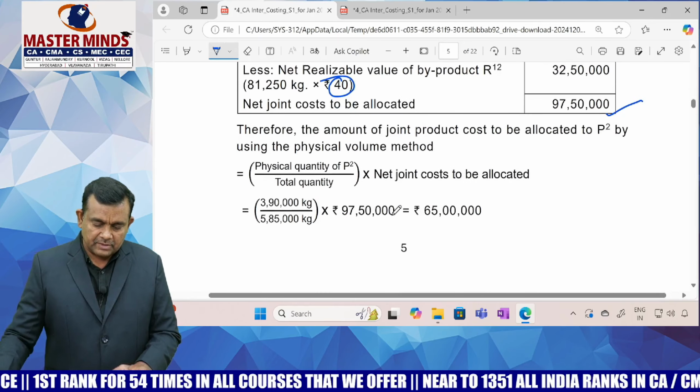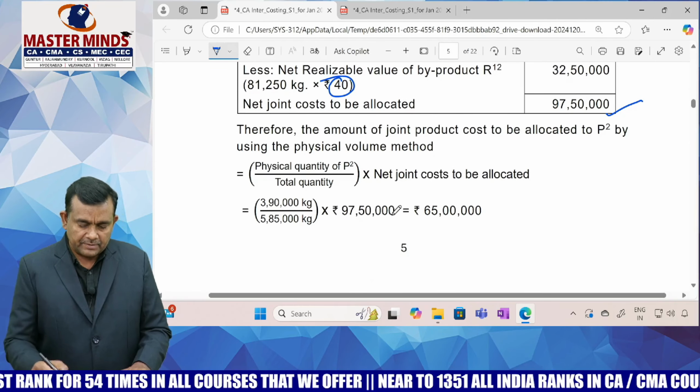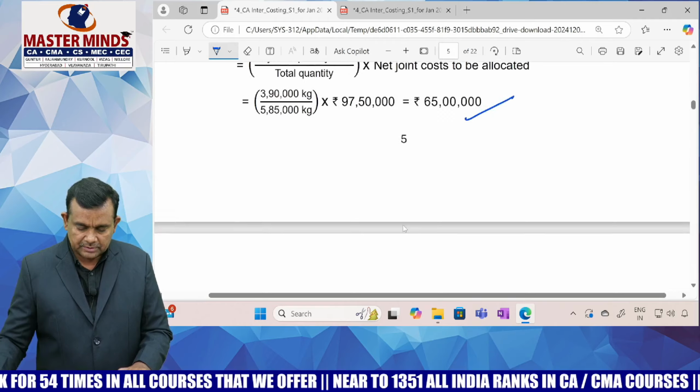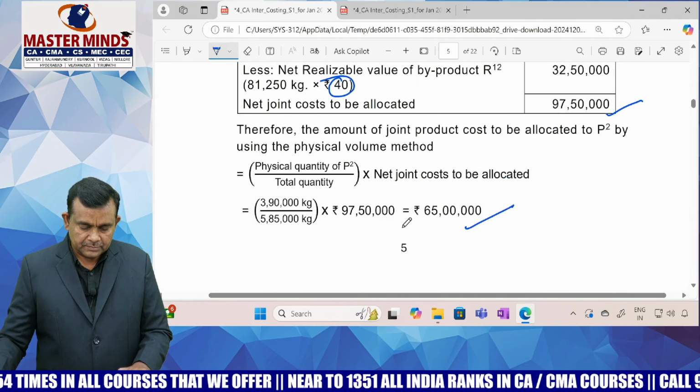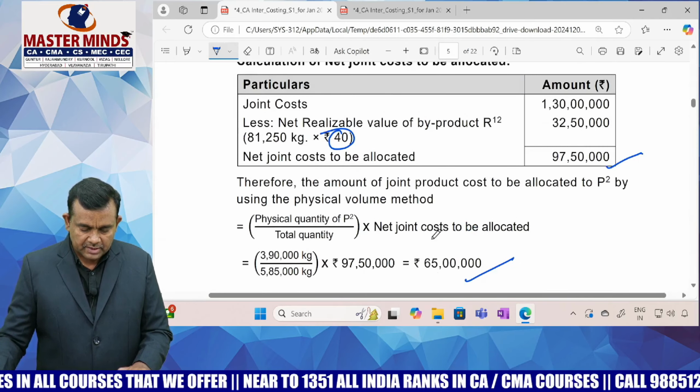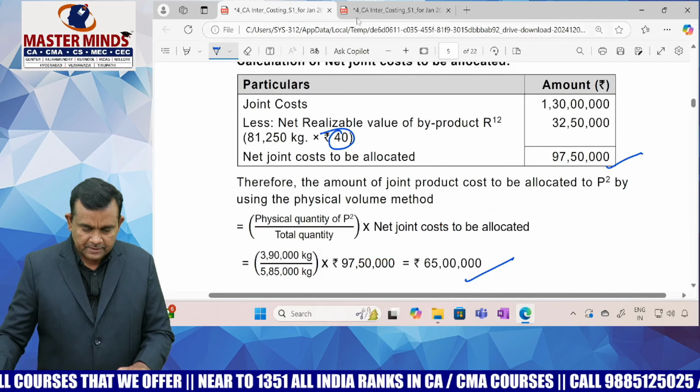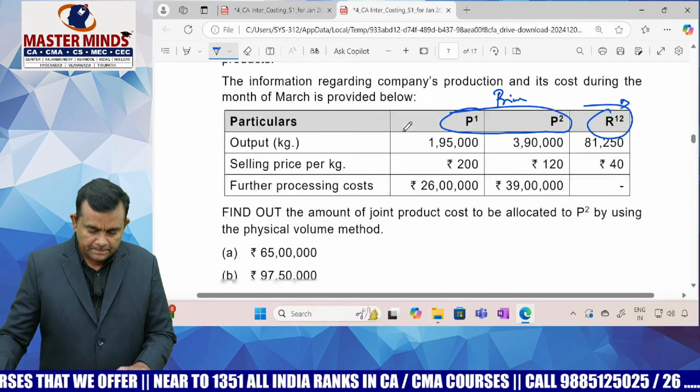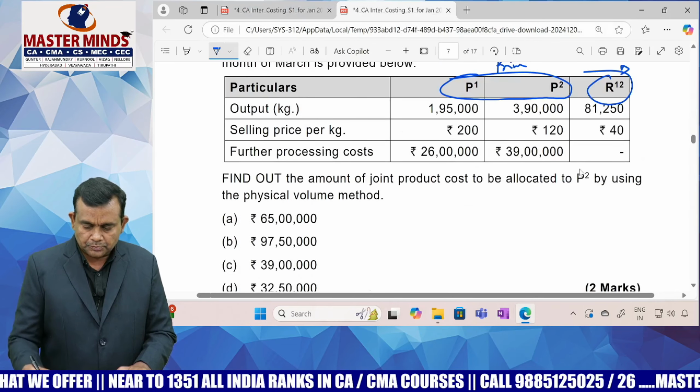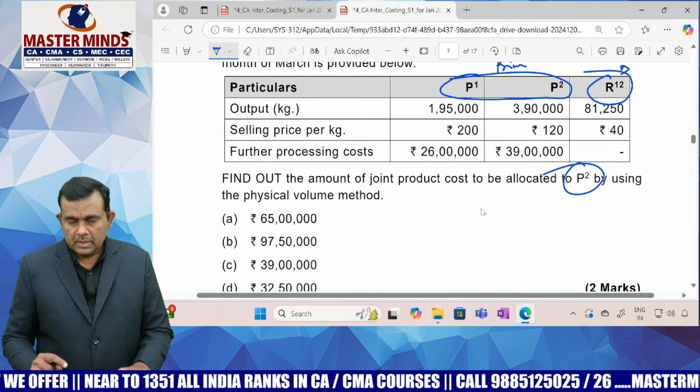So by physical volume method, sir, apply the values. 65 lakhs here, sir. Here the questioner is asking only for P2, primary product 2. 65 lakhs, answer A. So this is the Part 1 paper, sir.